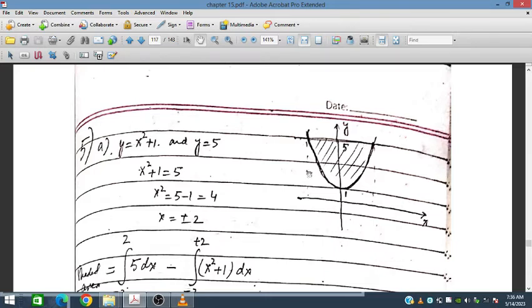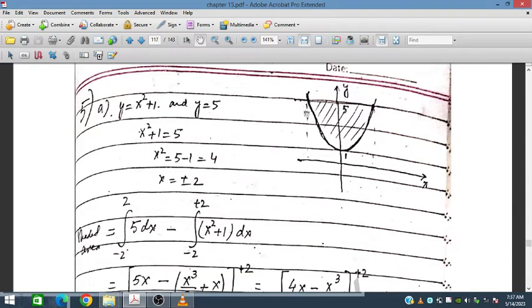So both y's are equal, so we have obtained the intersecting points, which are plus minus 2. So we are integrating from minus 2 to plus 2, and this is the region. This is 5 dx over this region, and then subtract this part.